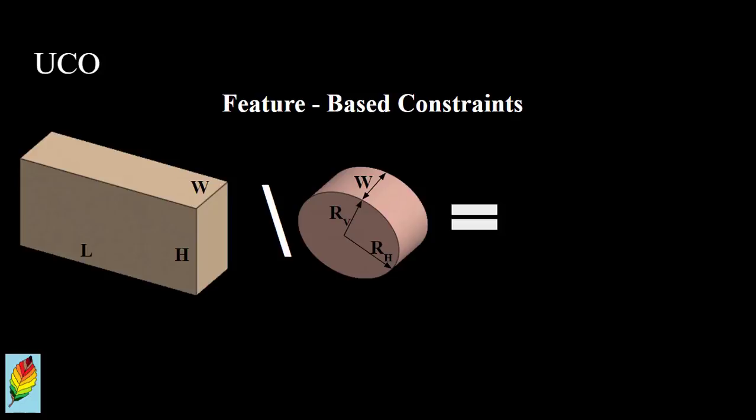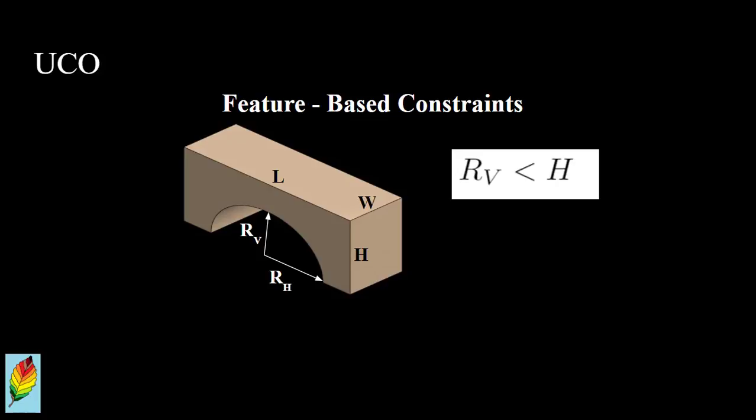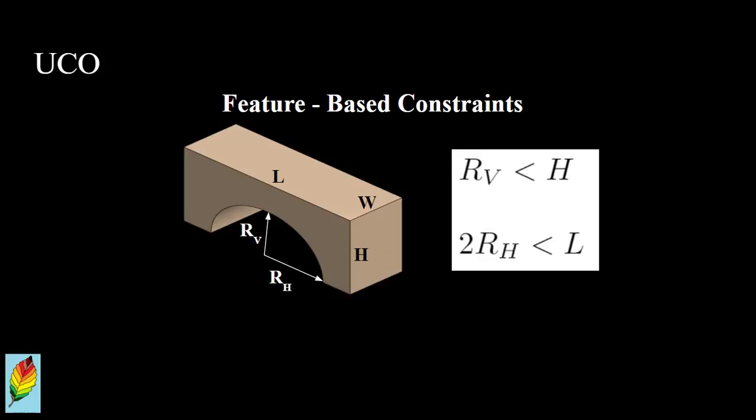The next step in CAO is to define constraints and/or penalty terms. Let us first look at constraints developed based on the features. Based on the interaction of the rectangular prism and the elliptical cylinder, we want the vertical radius of the elliptical cylinder cross-section, RV, to be less than the height of the rectangular prism, H. Likewise, we want the horizontal diameter of the ellipse, or 2RH, to be smaller than the length, L.